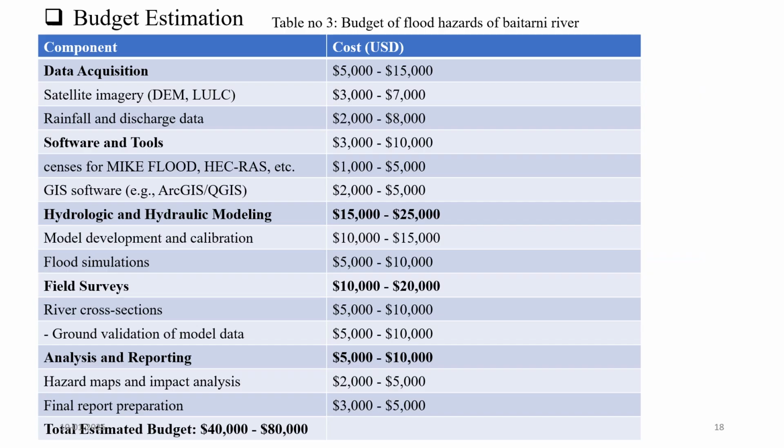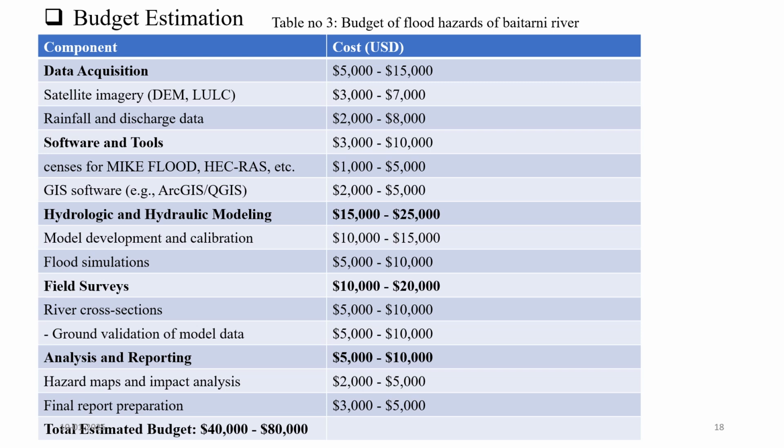This table contains the budget of flood hazard study of the Baitarani River. Data acquisition $5,000 to $15,000. Satellite imagery $3,000 to $7,000. Rainfall and discharge data $2,000 to $8,000. Software and tools $3,000 to $10,000. Census of flood $1,000 to $5,000. GIS software $2,000 to $5,000. Hydrological and hydraulic modeling $15,000 to $25,000.